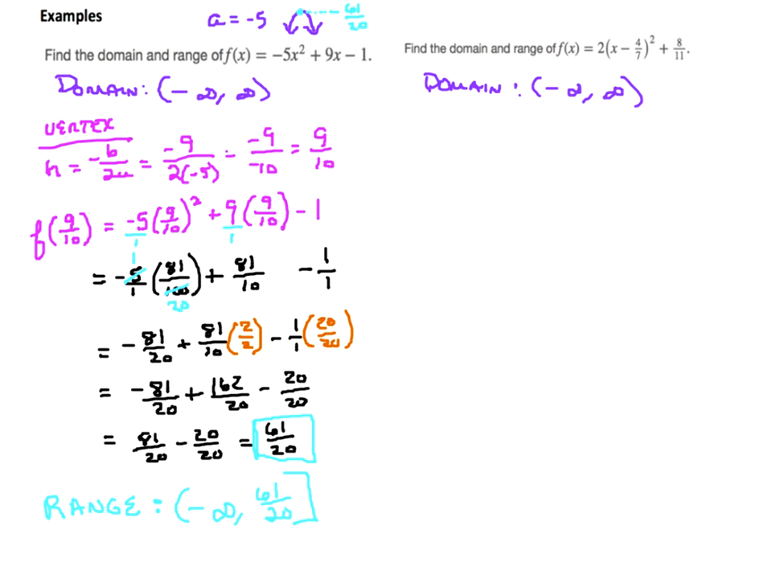All right, this next one, we do the same thing. We've already got our domain. Now we need to find our vertex.